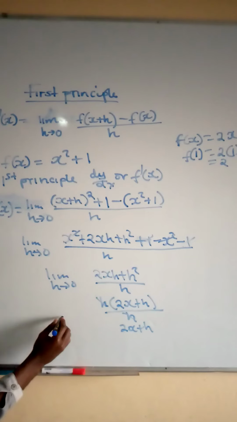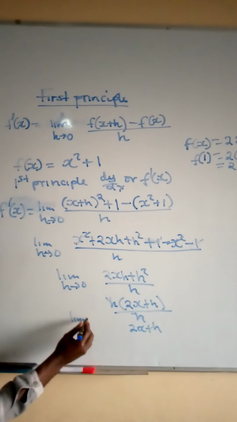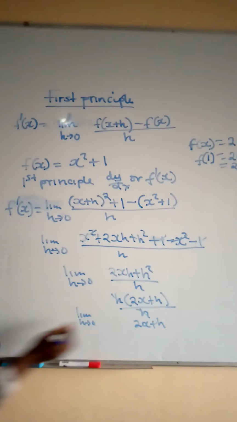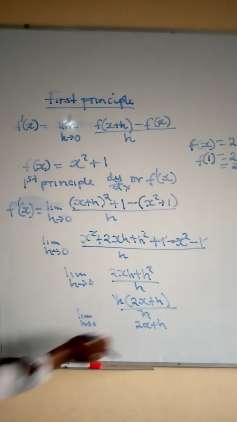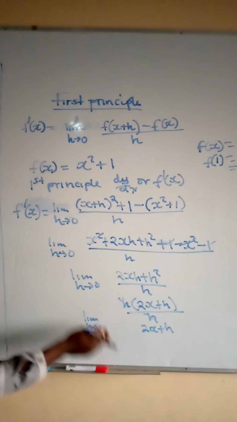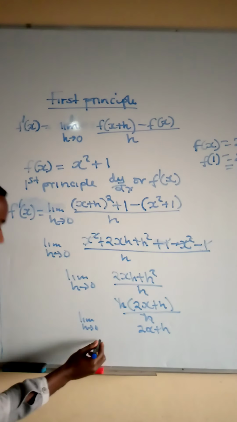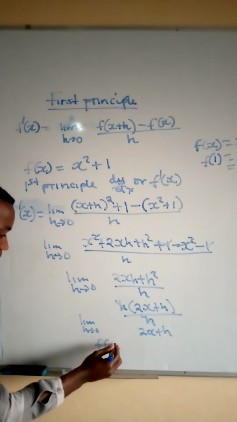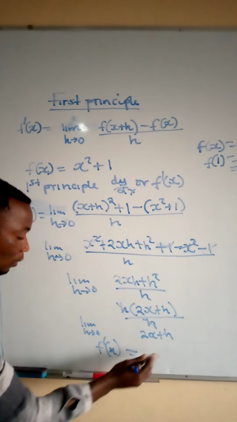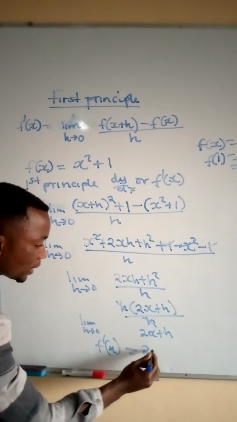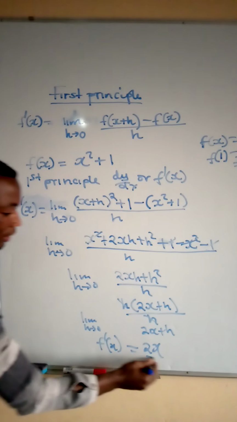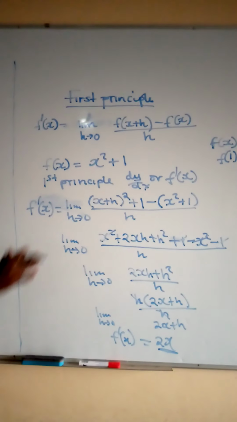And when we look at this one, we were saying the limit as h approaches 0. When we put 0 here, the limit disappears and we get f prime of x equals 2x. And this is our derivative using first principle.